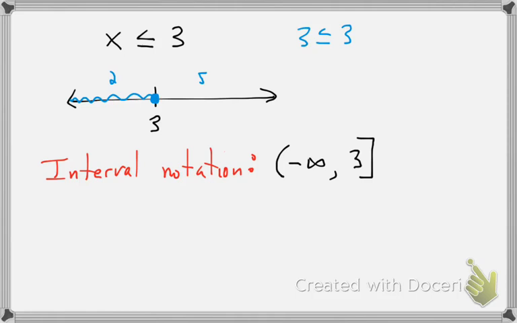Is that all right? There was the equal to part there, which translated to a closed dot on the 3, which translated to a bracket on the 3 in interval notation. Is that okay?